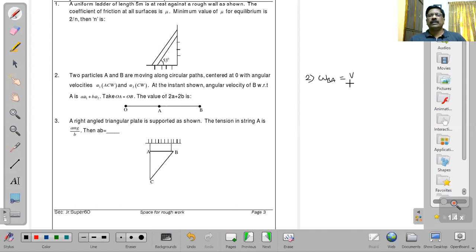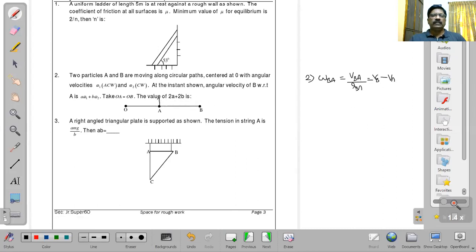Actually, omega is equal to V by R. So here relative angular velocity of B with respect to A means relative linear velocity of B with respect to A by relative distance of B with respect to A. So that is equal to VB minus VA, because VB and VA both are in opposite direction.